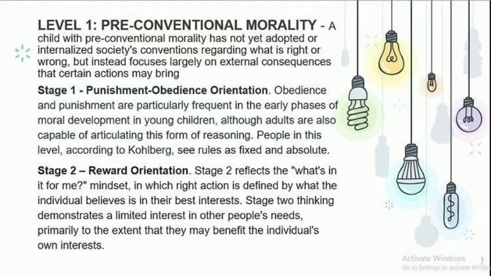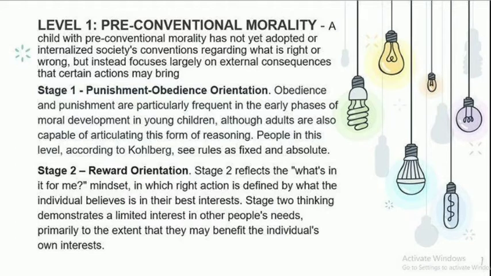And stage 1 of pre-conventional morality is the punishment obedience orientation. Obedience and punishment are particularly frequent in the early phases of moral development in young children, although adults are also capable of articulating this form of reasoning. People in this level, according to Kohlberg, see rules as fixed and absolute. This is also the pre-moral stage where decisions and actions are determined by immediate physical consequences and not the true moral value. The overall goal at this stage is to avoid punishment. For example, I am going to study my lesson because my mom will get mad at me if I do not pass this test.